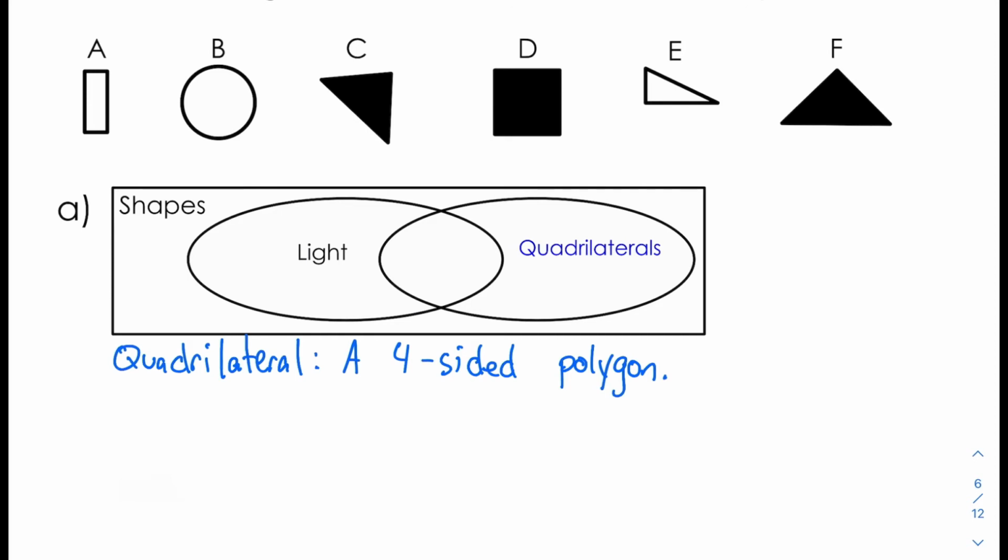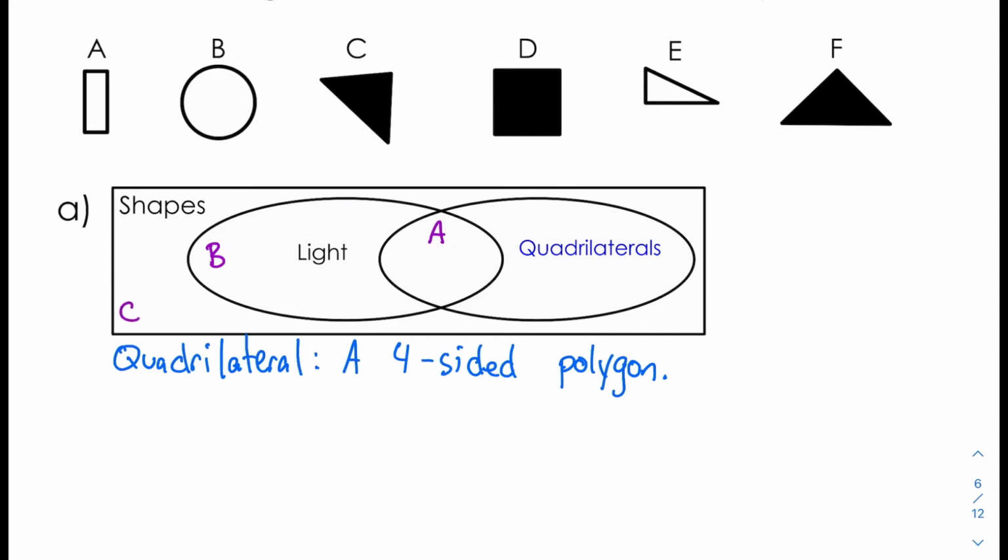So let's start. A is a rectangle, and it's a light rectangle, and rectangles, since they're four-sided, are quadrilaterals. So we'll put it here, because it's both light and quadrilateral. B is just not a quadrilateral, but it is light and it is a shape, so we will put it here. C is not a quadrilateral and it's not light, but it is a shape, so we'll put it outside here somewhere.